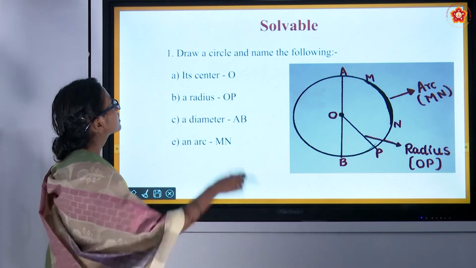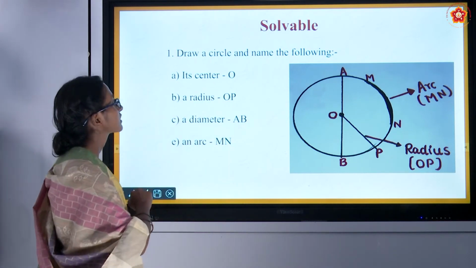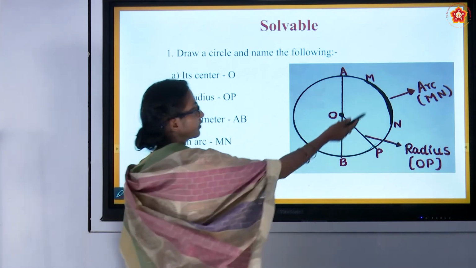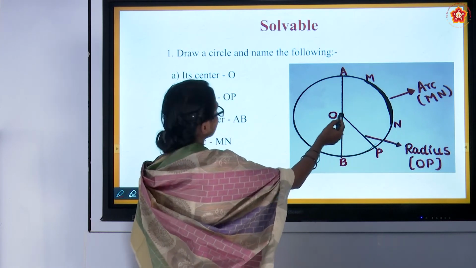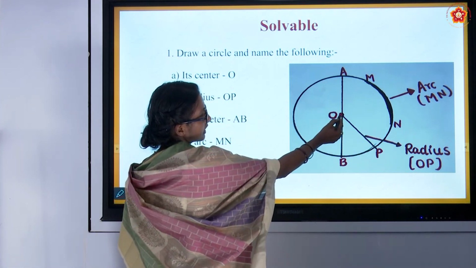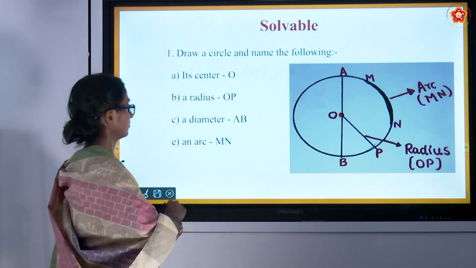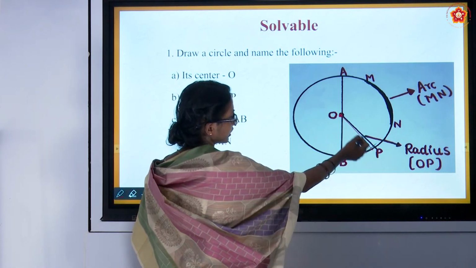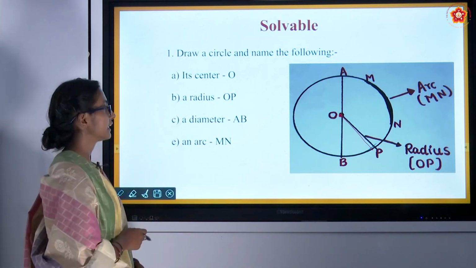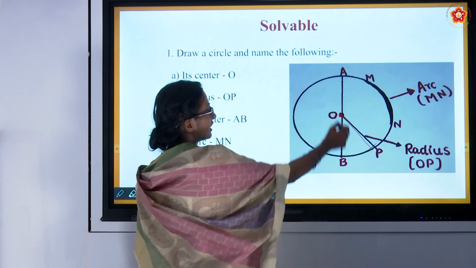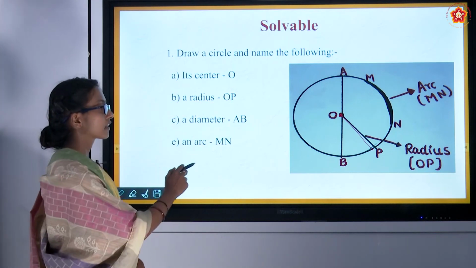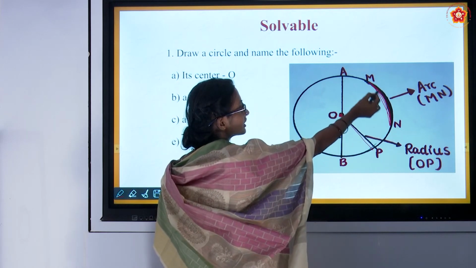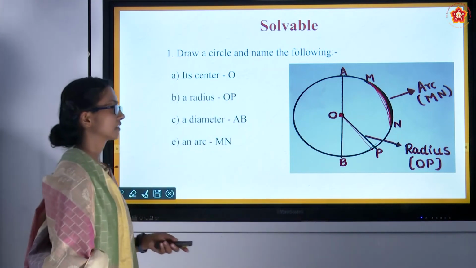Let's solve some problems. Draw a circle and name the following. They have asked us to draw a circle and name the following. Its center. So, we have drawn a circle. The center of the circle is O. A radius. Let's draw a radius from O till P. OP is the radius. A diameter. AB is the diameter. An arc. MN. Here we have darkened this region, right? MN is an arc.